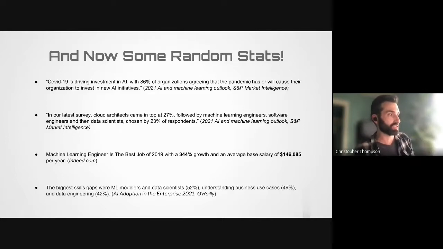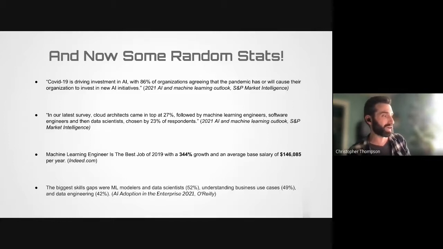And machine learning engineer is the best job of 2019, right? A machine learning engineer does a lot of these types of things. But notice that in 2019, there was 344% growth, and the average base salary was 146. I'll tell you right now though, the cloud architects, they're about 146 too. So take that with a grain of salt.